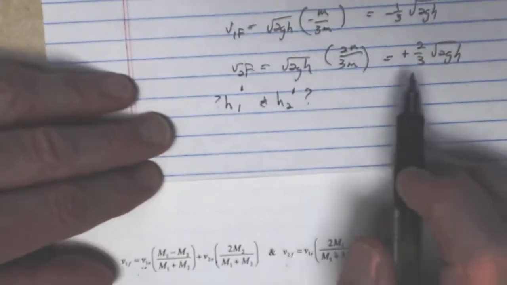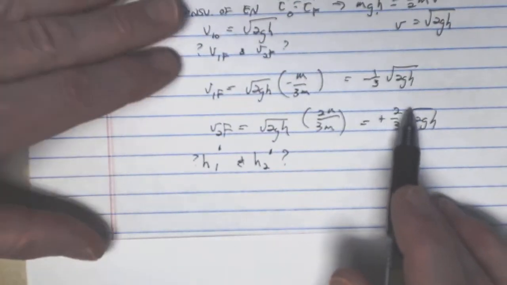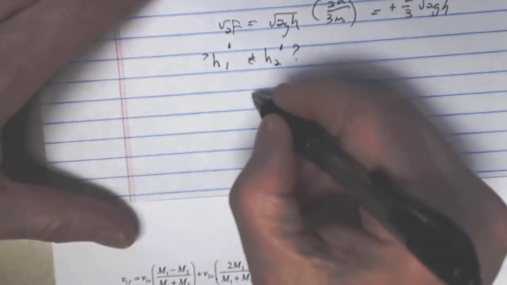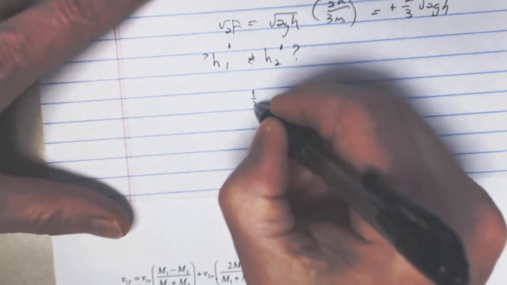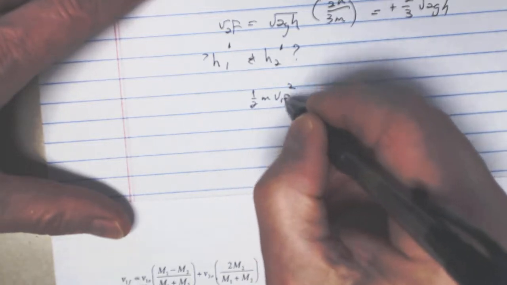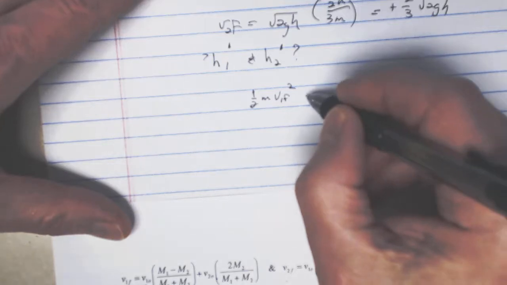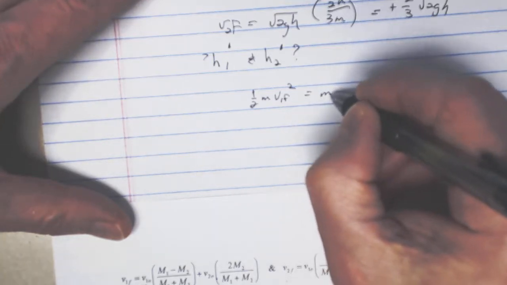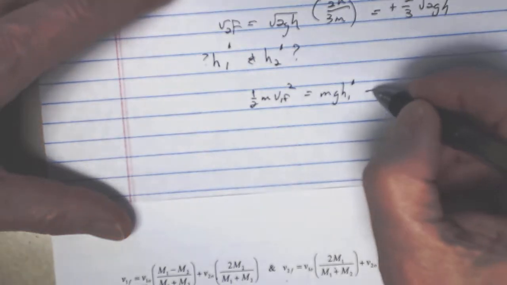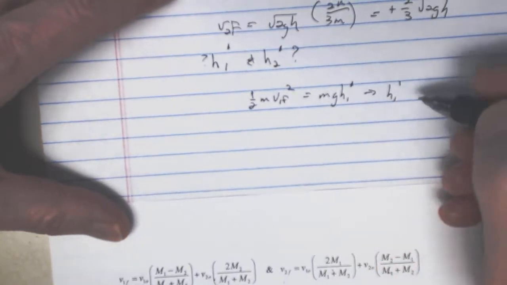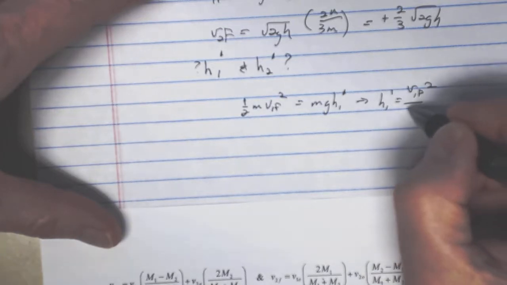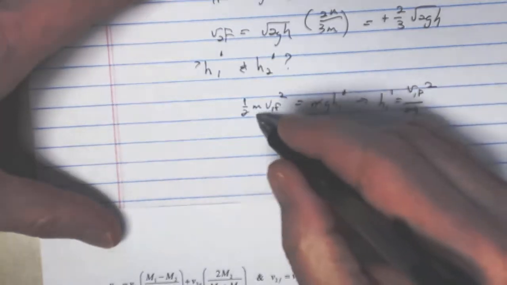Well, now that we have the velocities each has after the collision, we can again go back to conservation of energy to say that 1/2 mv1 final squared, its kinetic energy, will all be translated into potential energy of its height after the collision, h1 prime. I can solve this for h1 prime. That's equal to v1 final squared divided by 2g because the m's cancel.